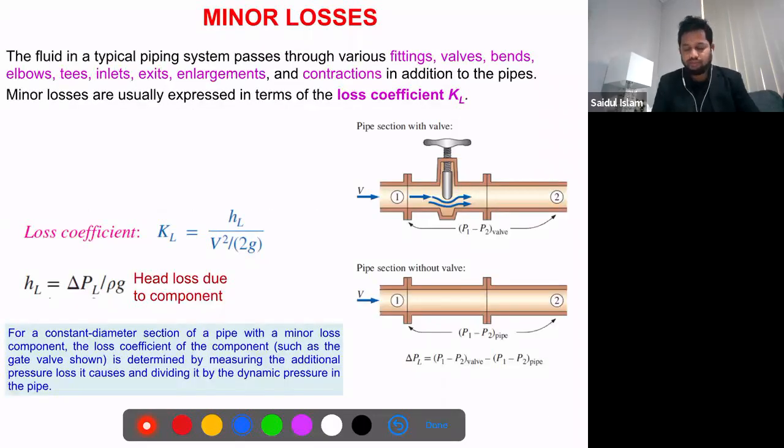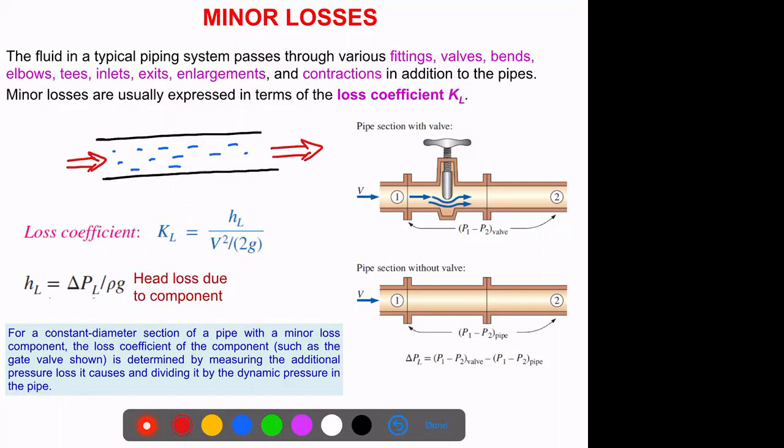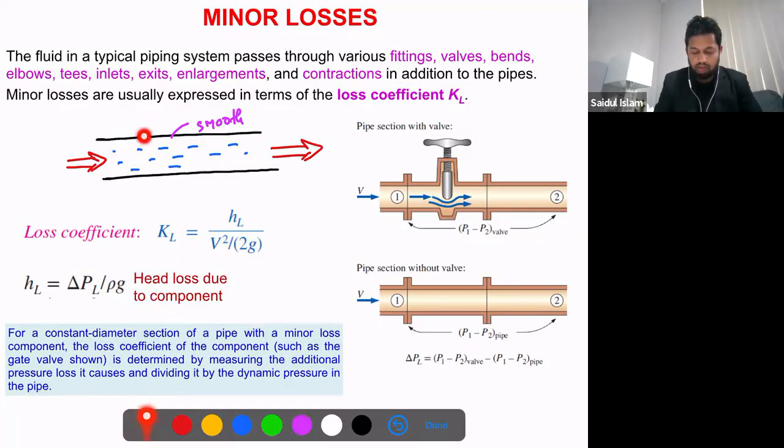So the minor loss. Let's say this is a pipe, and this is the water. The water is just going from left to right side. Okay, so that's the flow direction. The other thing I should mention is, let's say this is a smooth pipe. Smooth pipe means zero roughness. If we say this is the cross section, this is the top wall and the bottom wall. It is a smooth pipe, roughness is zero.